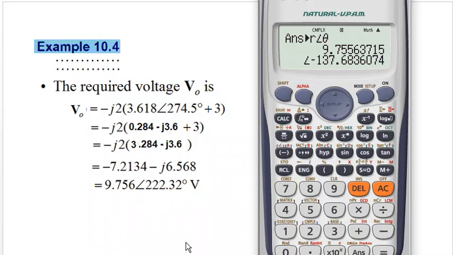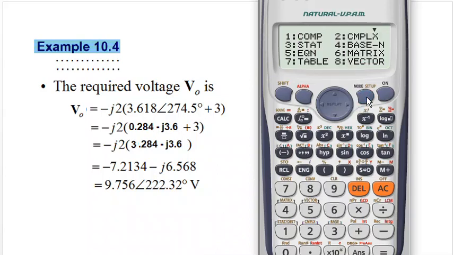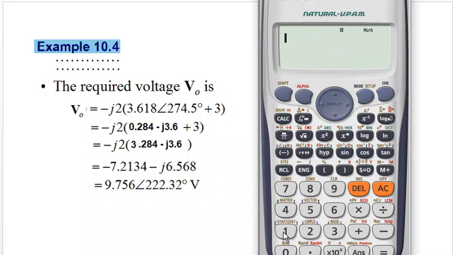So I hope this gives you an understanding as to how you can use the complex function of your calculator to solve complex problems. Word of caution: after you have solved the complex function, you go to the mode again and you go to composite mode, that is you press 1. So for further calculation you will not get any error. Thank you.